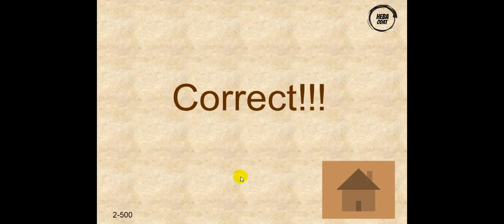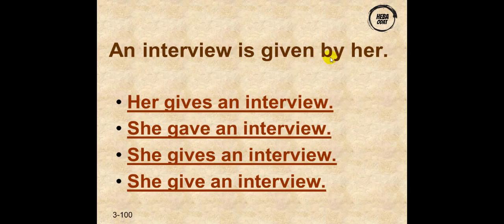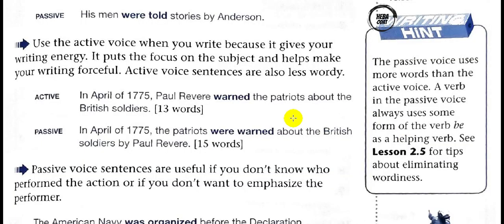Let's check this question. 3 value 100. An interview is given by her. Her is an object pronoun. If I turn it into an active voice sentence, it will become a subject pronoun, she. So this first sentence is incorrect. It has to be she. And what is the tense of the sentence? It is present simple. So she gave is wrong. She give is wrong because she has to take an S. So she gives an interview. Great.